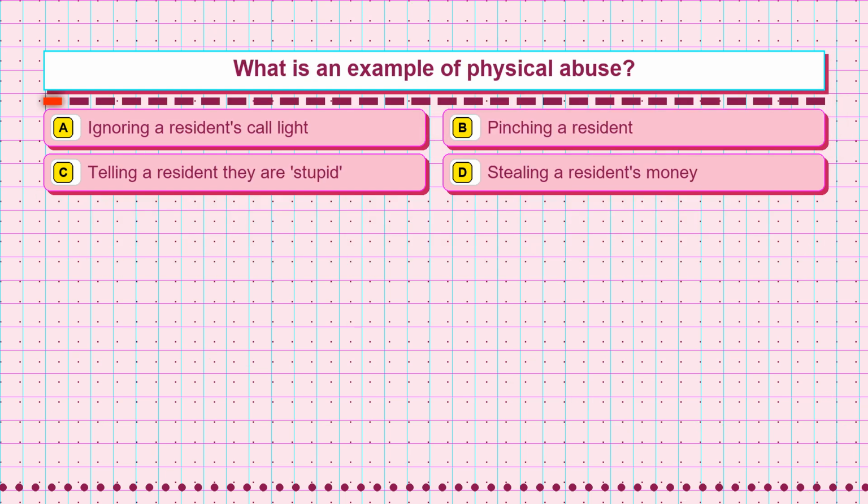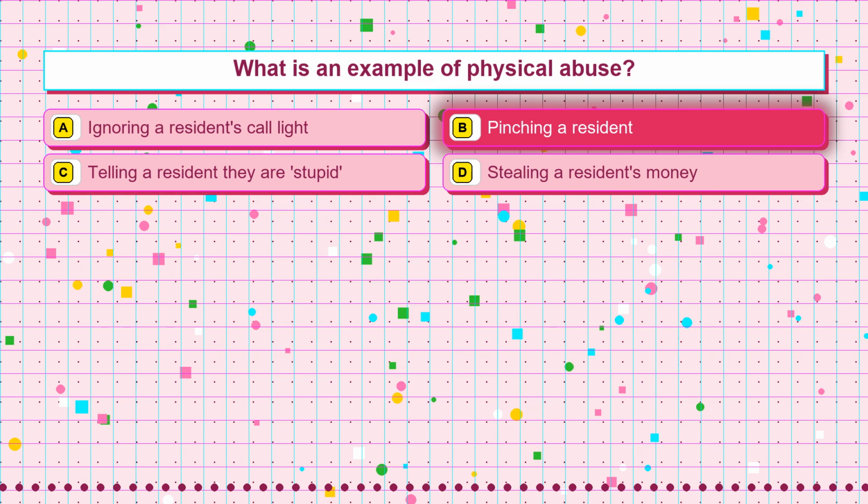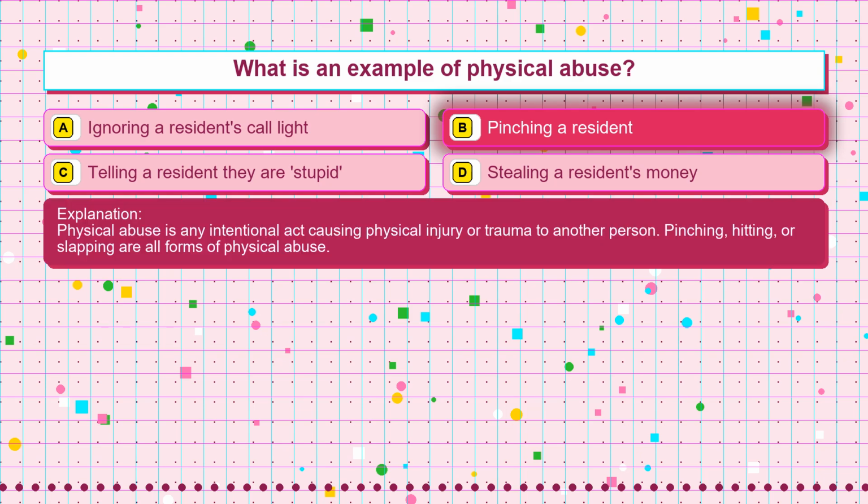Question 43. What is an example of physical abuse? Option A, ignoring a resident's call light. Option B, pinching a resident. Option C, telling a resident they are stupid. Option D, stealing a resident's money. The correct answer is option B. Pinching a resident. Physical abuse is any intentional act causing physical injury or trauma to another person. Pinching, hitting, or slapping are all forms of physical abuse.